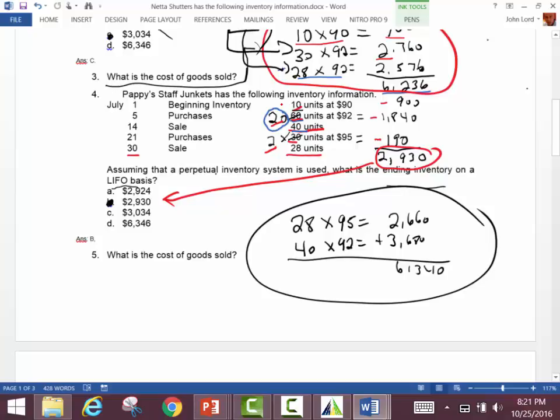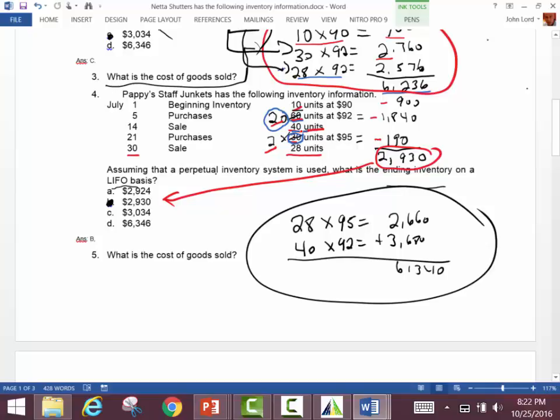Okay? Then they go and they buy what? They buy 30 more units. And so what happens? Now when they sell 28, they do what? They take the 28 from that purchase that they just had, don't they?